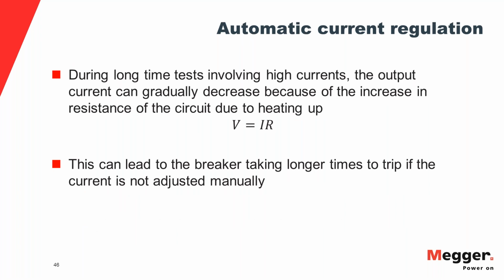Automatic current regulation is important, especially in long time tests involving really long durations and high currents. So in these cases, what will happen is because of the circuit heating up, the current output of the test set will start to drop. And if the output is not adjusted, if it's kept fixed, then that will result in the breaker taking longer times to trip because the current has become lower. That will result in incorrect trip times being recorded.